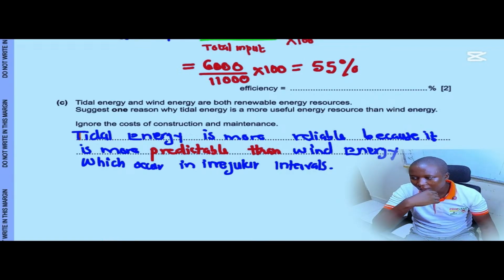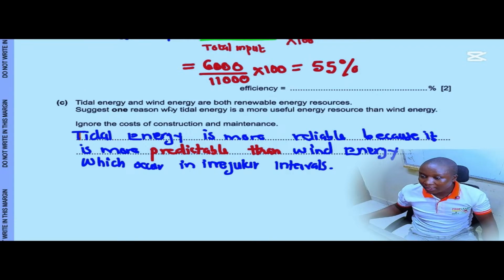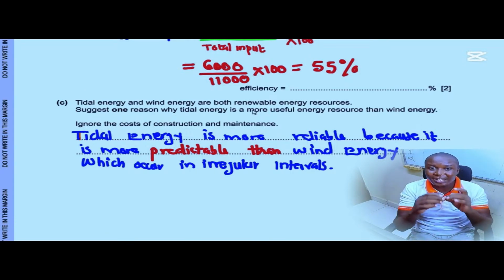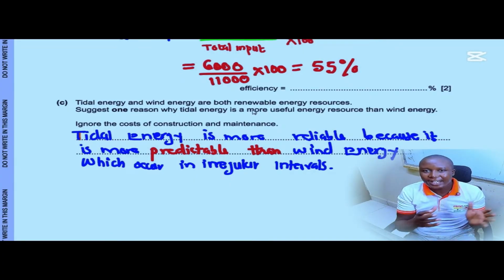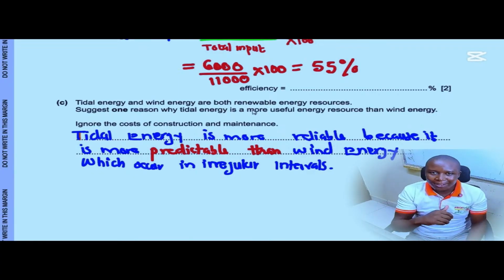Sometimes you'll be given a question to do with disadvantages and advantages, and that's basically what's forecast here. The tidal energy and wind energy are both renewable energy resources. Renewable energy resources are those energy resources that you can never finish. They can never be used up. They can never be depleted. But non-renewable ones can be finished up. And also remember those that contribute to global warming.